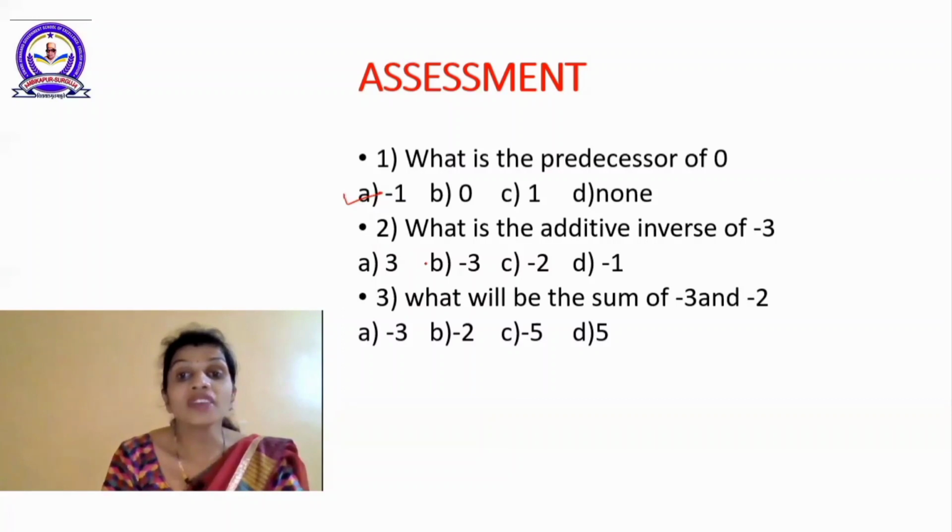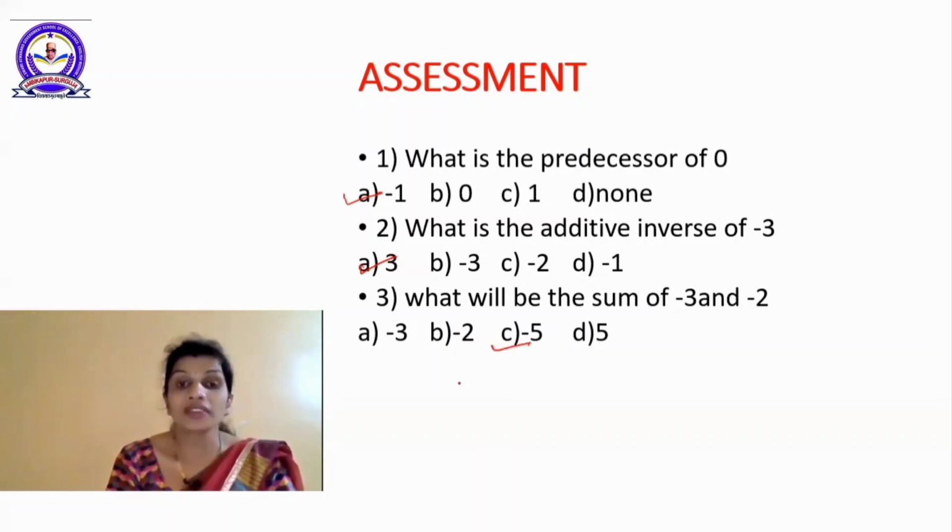What is the additive inverse of -3? 3, -3, -2, -1. If you chose option A, 3, it means you are correct. And what will be the sum of -3 and -2? Just see the numbers, you can imagine and tell. -3, -2, -5 or 5. Yes, it's C, -5.